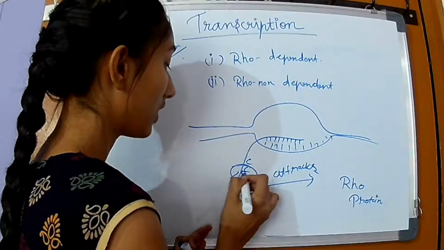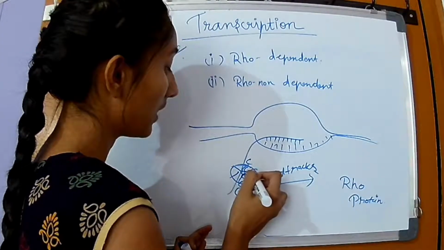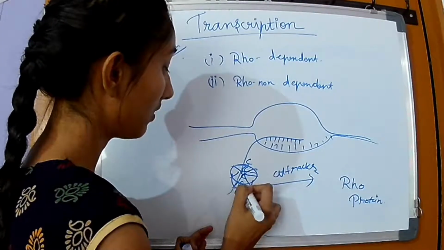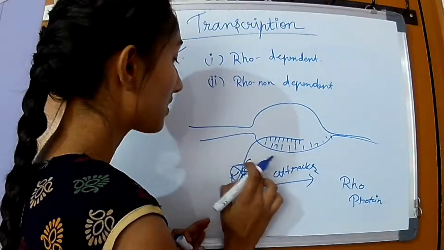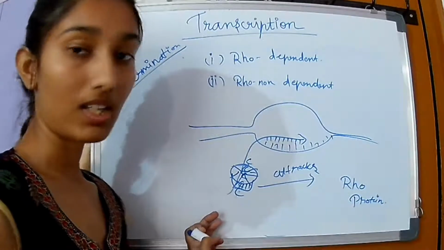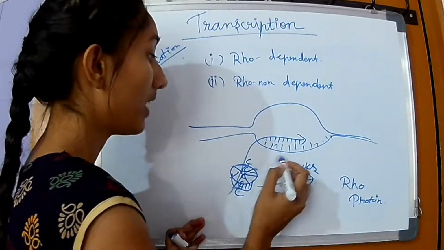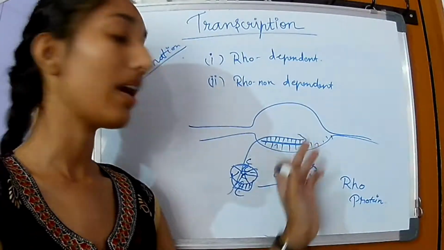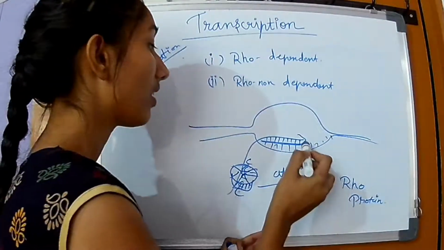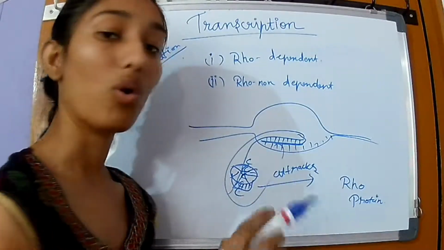Now, this RHO protein is actually a rotatory protein which rotates towards the end of the mRNA and separates the bond between the DNA template and the mRNA. Hence, it grabs out the whole mRNA.